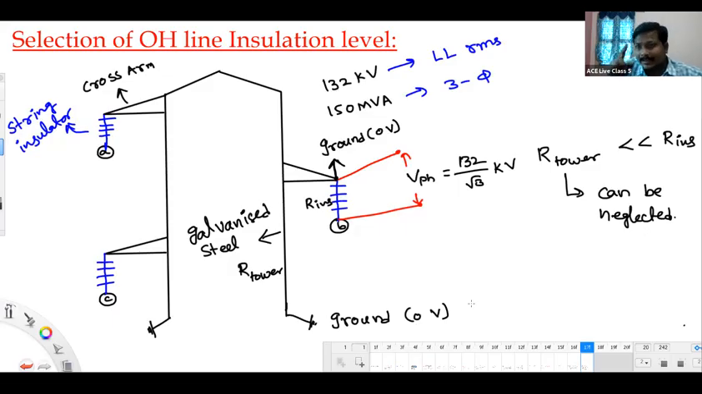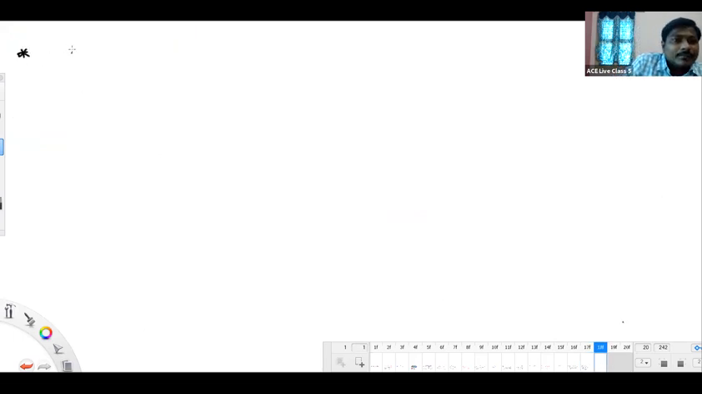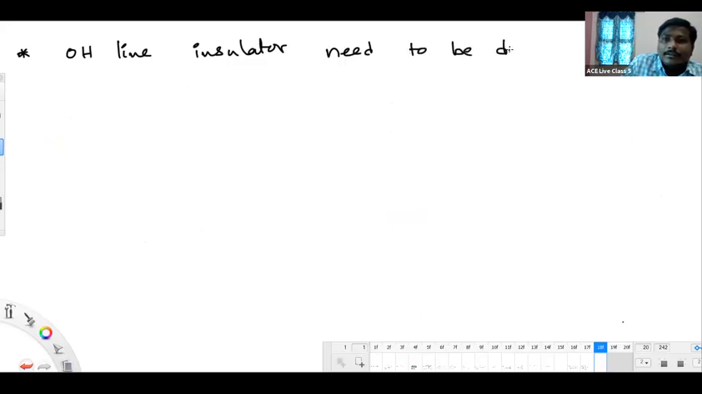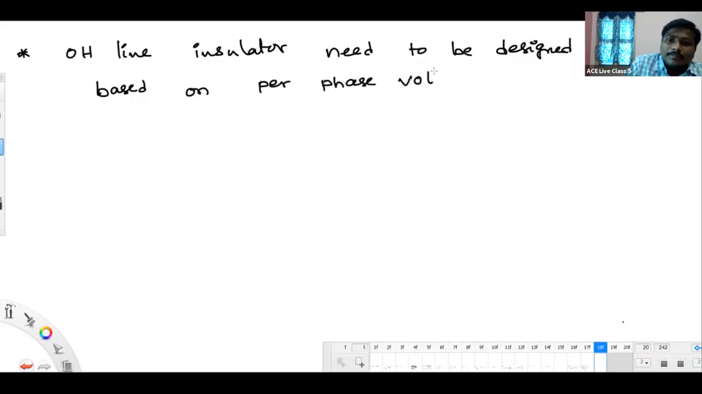I'm writing that statement as a conclusion from this whole discussion. So, overhead line insulator needs to be designed based on per phase voltage. Okay, simple statement.